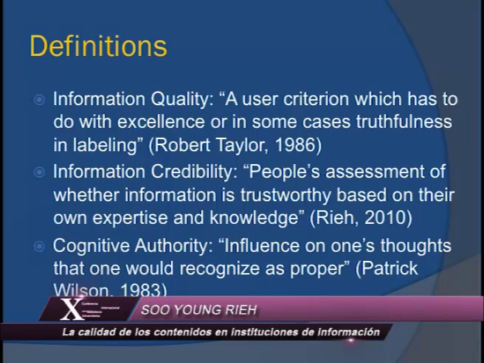To summarize, information quality, and actually I've got a better definition from Professor Saracevic, is really about the value of information, or the fitness for use of the information provided. I think that's more current, and more affirmative. So that's information quality. When I was writing a piece for the Encyclopedia of Library and Information Sciences, I had to provide a definition. I define information credibility as people's assessment of whether information is trustworthy based on their own experience and knowledge.